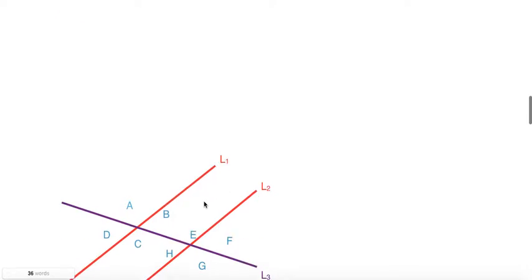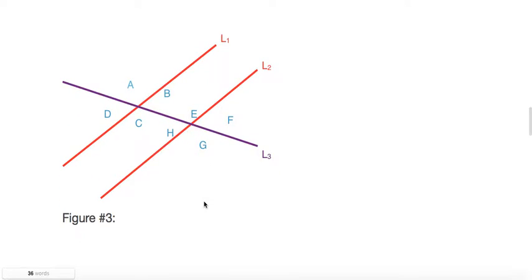And the same can be said for the four angles created at the intersection of L2 and L3. In our final figure, we have two parallel lines, L1 and L2, cut by one line L3, which we will call our transversal line.